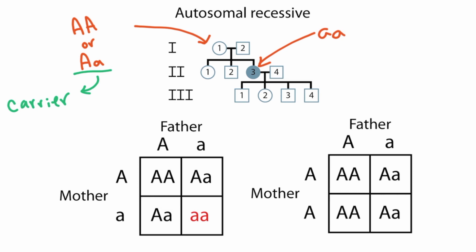Based on the affected individual, what can we conclude about the genotypes of her parents? Well, because she is little a, little a, we can conclude that her parents must both be big A, little a. If one of her parents were big A, big A, then none of their offspring would express that trait. Conversely, if one of her parents were little a, little a, then that parent would also express the trait, which would be indicated in the pedigree. Therefore, we can conclude that both of her parents must be carriers for the trait.